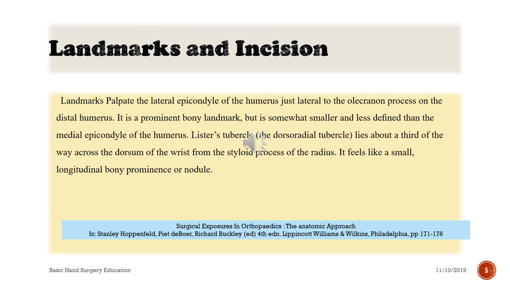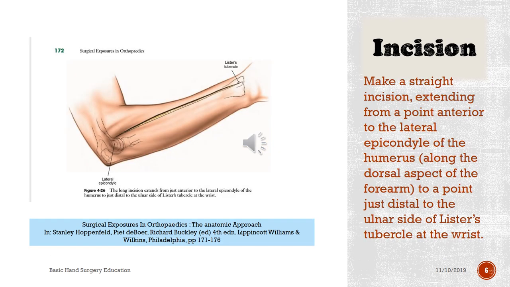The bony landmarks are the lateral epicondyle and the Lister tubercle of the radius. Make a straight incision extending from a point anterior to the lateral epicondyle of the humerus along the dorsal aspect of the forearm to a point just distal to the ulnar side of the Lister tubercle at the wrist.